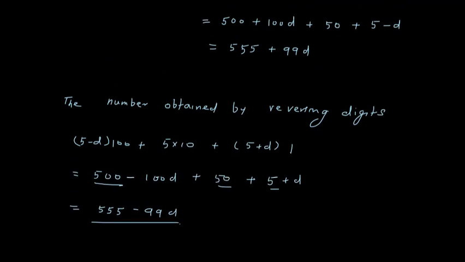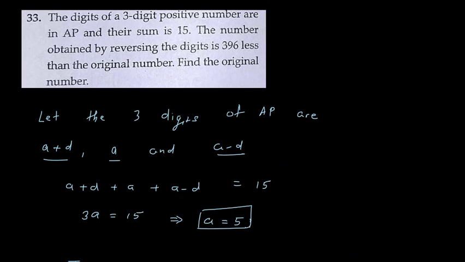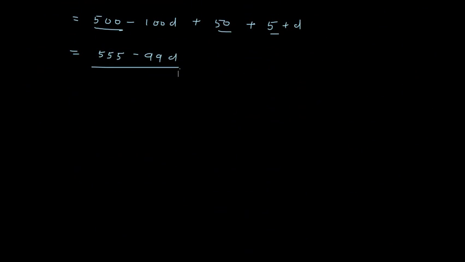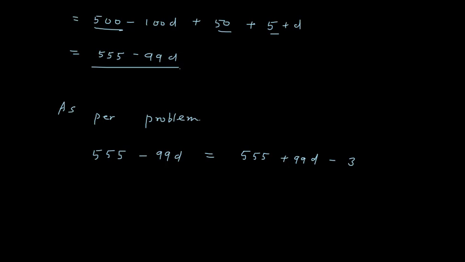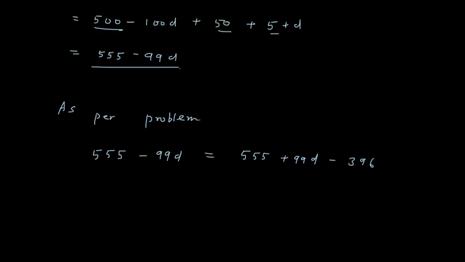Now here it is 555 plus 99D for the original, and 555 minus 99D for the reversed number. The condition given is that the number obtained by reversing is 396 less. So as per the problem, 555 minus 99D is equal to 555 plus 99D minus 396, where 555 plus 99D is the original number.